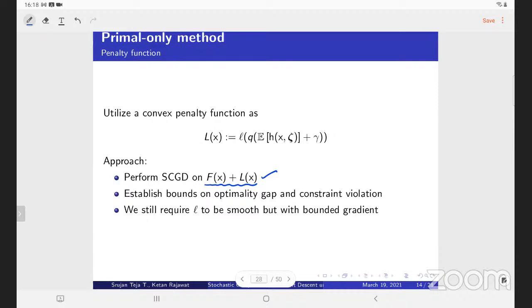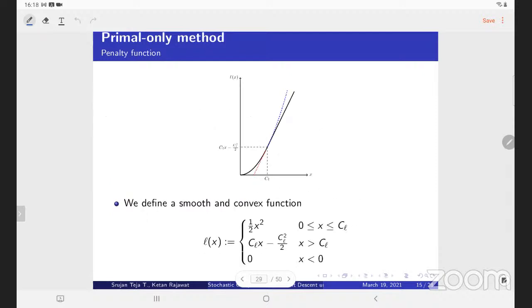And recall that the outer function should be smooth. So L has to be smooth. We should design the penalty function such that it is smooth and also has bounded gradients. One such example is this one. If you see, if the constraints are negative, then the penalty is 0 because the constraints are satisfied. So we don't need to penalize. And if they're positive, they're penalized by a square function, the square of the constraint value.